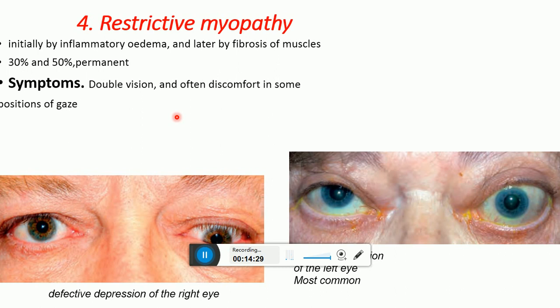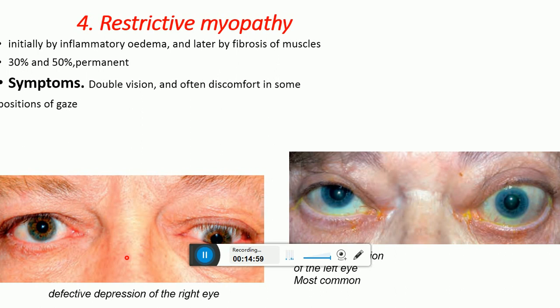Here you can see the defective elevation. In the left eye you can see the elevation defect. The elevation defect is the most common motility defect. After elevation defect, the second most common is abduction defect, which occurs due to fibrosis of the medial rectus. It may simulate sixth nerve palsy.